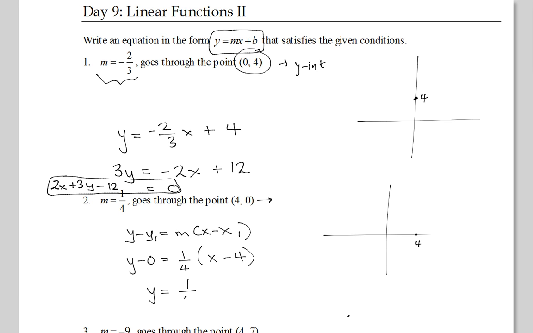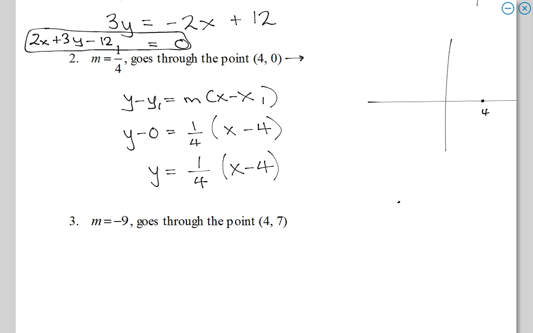So y equals 1/4 on the outside of x minus 4. Does that look like mx plus b? It's close. Mx plus b doesn't have any brackets, does it? So what do you got to do? You got to multiply in. So you get 1/4 x. And then what's 1/4 of 4? Yeah, it's just 1. Good.